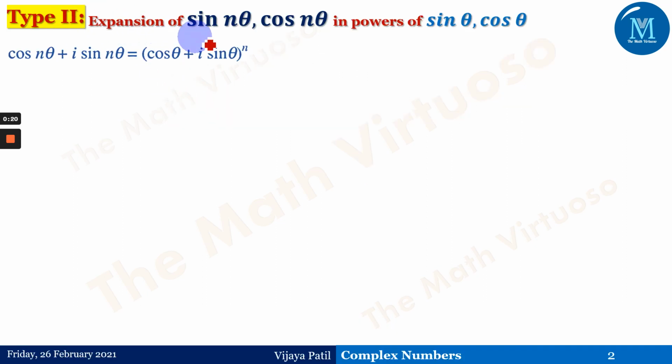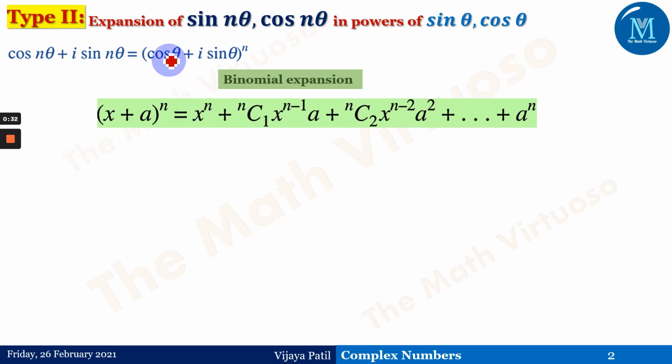Type 2 is the expansion of sin n theta and cos n theta in powers of sin theta and cos theta. We know the statement of De Moivre's theorem. We apply the binomial expansion to the right-hand side, (cos theta + i sin theta) to the power n. Please follow the previous session, part 1 of the expansions, wherein I explained the binomial expansion in detail, so I'm not going into detail now.